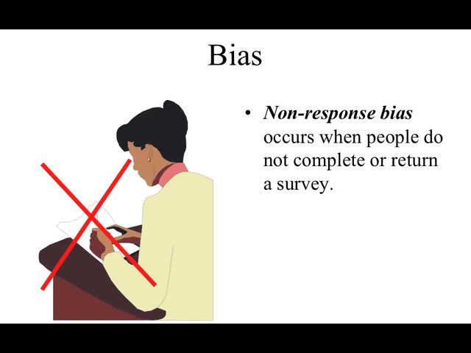Non-response bias occurs when people do not complete or return a survey. Non-response bias is very common when you're trying to do a large population or when you're trying to do an extremely large sample size.